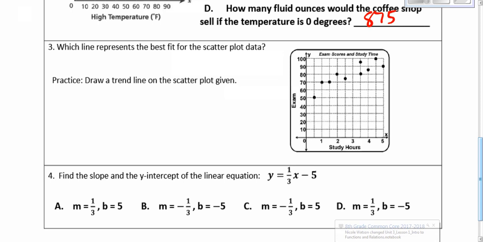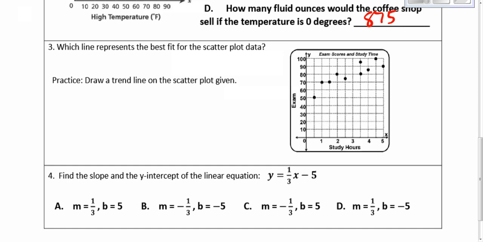Practice, draw a line of best fit that goes through this scatter plot. So again, use a ruler. You don't have to start at the origin because that would not make sense for this line. You don't have to start at the first point because again, I think that would be too low. So you want to draw a straight line through the middle of as much as possible.